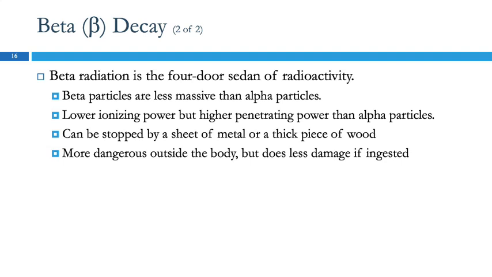But because of their smaller size, they have higher penetrating power. So you think of the traffic jam. The semi-truck is just kind of stuck. He can't change lanes or anything. But a car, it's difficult, but you can change lanes and maybe get through a little faster than the rest of the people, right? So beta radiation can be stopped by a sheet of metal or a thick piece of wood, but like your clothing or a piece of paper, it's going to go straight through that. So beta radiation is more dangerous outside the body because it can penetrate into the body more easily, but it does less damage if ingested than alpha particles.